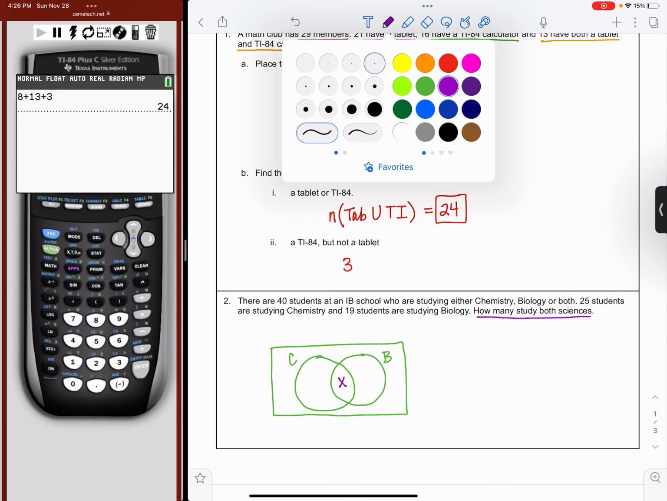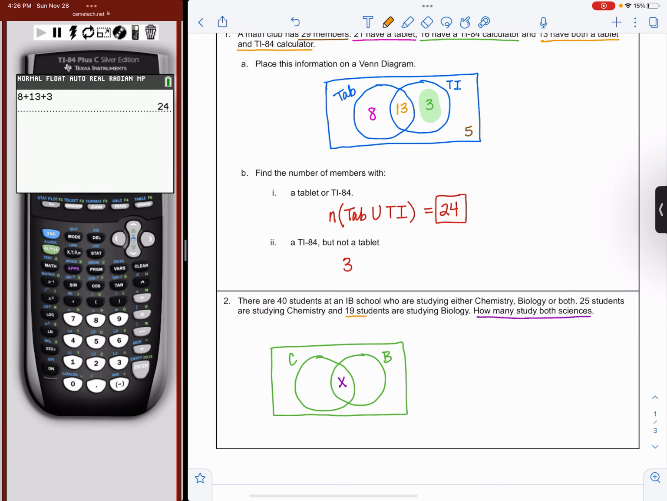Okay, so now if we work backwards, 19 students are studying biology. So the number of people who are studying biology only is going to be the 19 people minus the people who study both chemistry and biology. And then it says that we have 25 students studying chemistry, which means that the number of students studying chemistry by itself is going to be 25 minus the intersection of people in the middle studying both, because you don't want to count people twice. The people who are in the intersection count for both chemistry and biology, so you have to subtract them from the total so that they are not counted more than once.